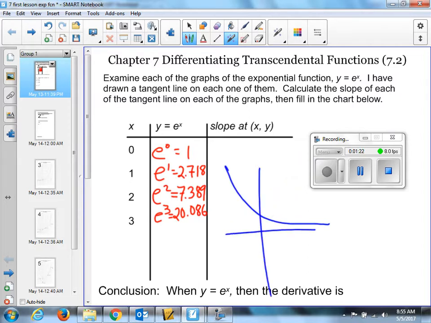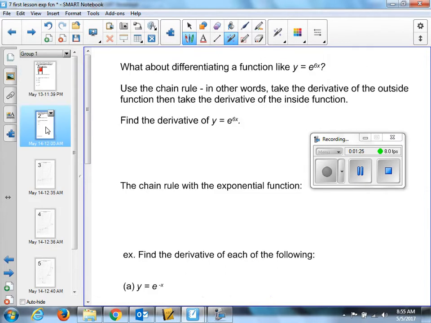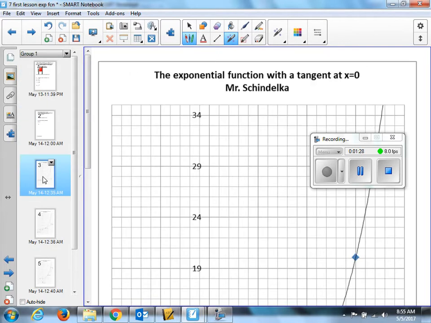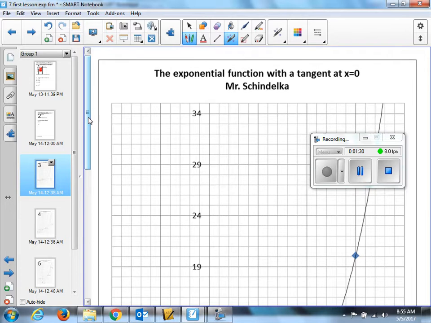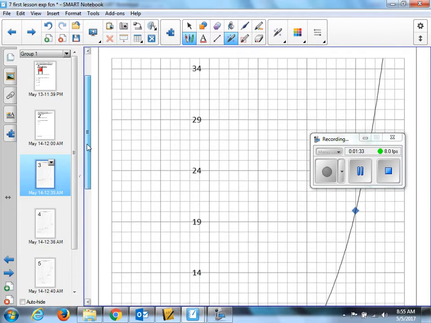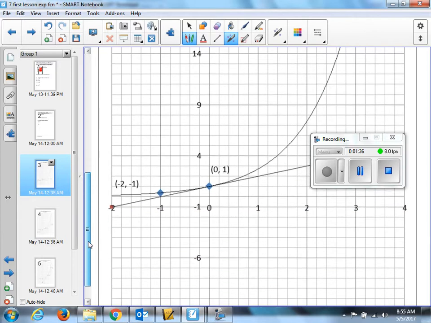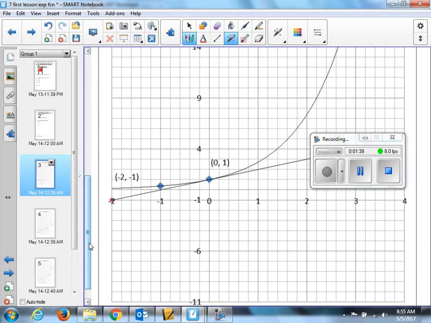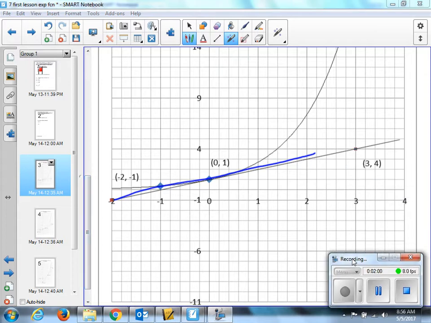So, what I want you to do is, on your next pages, I've graphed the exponential function y equals e to the x, with a tangent line at 0. Now, why would I put a tangent line at 0? Because what's a derivative? You guys remember? Yeah, a derivative gives you a formula that could tell you the slope of the tangent line at a given domain value. I'm drawing you the tangent line, and my recording button here is covering up a second point.